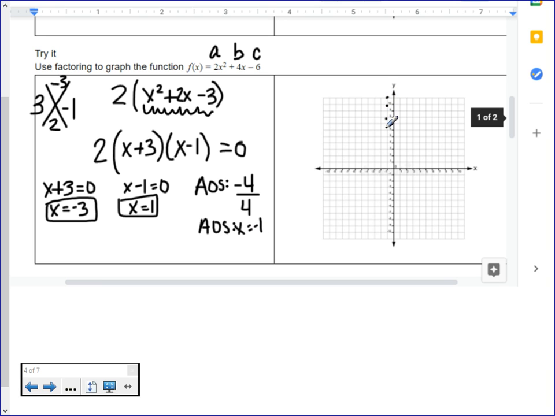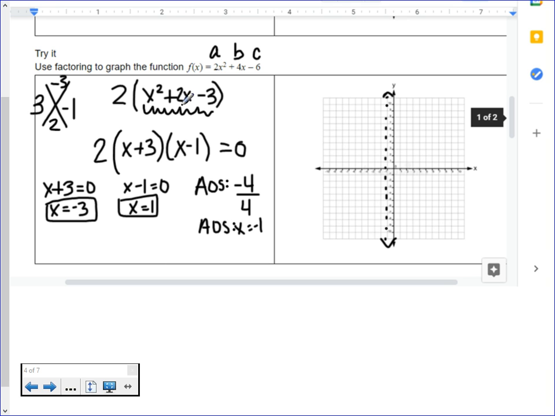That's the average, the other way we just learned. But yes, you can do that too. You can take -3 plus 1 divided by 2. Okay, so we have the x of our vertex. Now we need the y of our vertex.